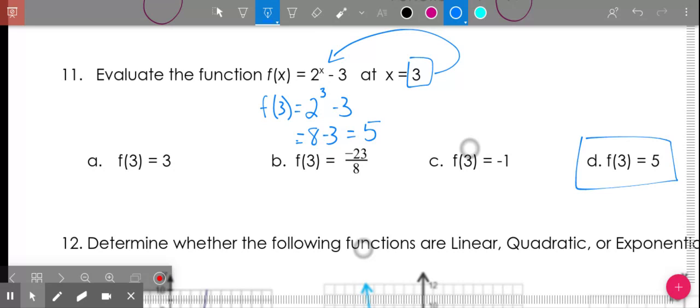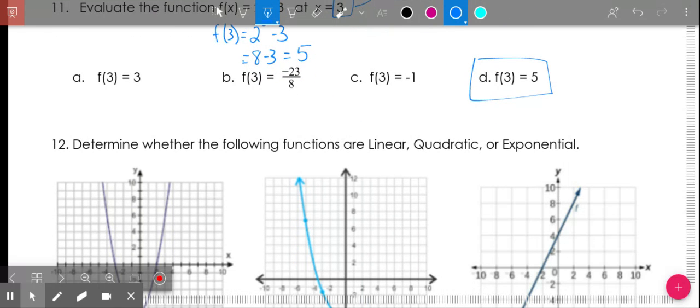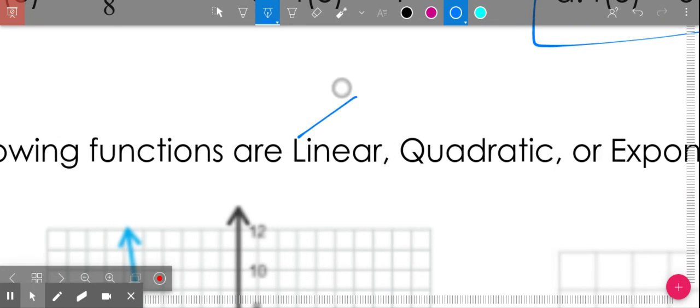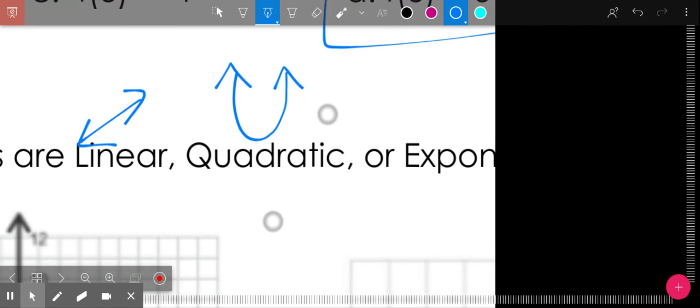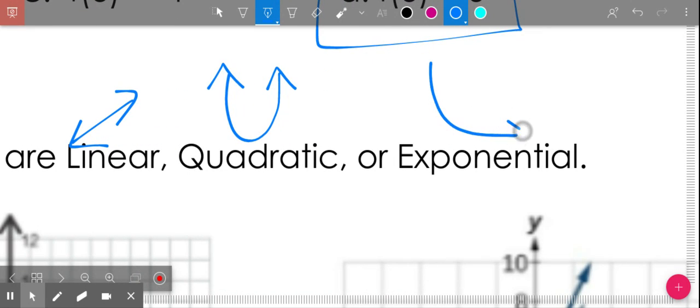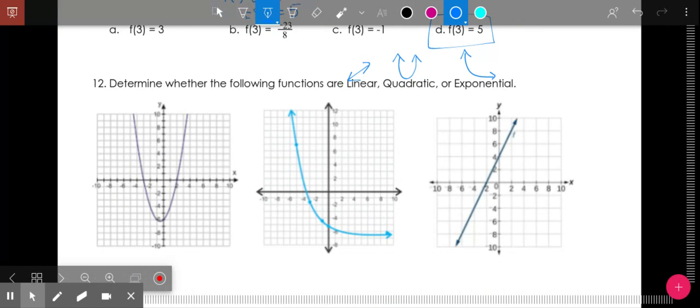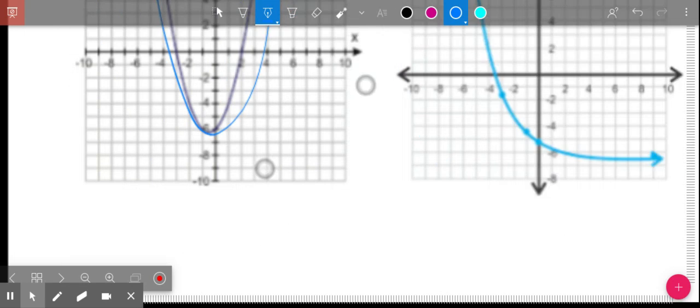We're halfway. Looking at number 12, it says determine whether the following functions are linear, quadratic, or exponential. Remember, linear means it's going to be a nice straight line. Quadratic is a parabola, so that's going to be that nice curve. Then exponential is going to be like that, that nice exponential curve. Looking at the first one, that's a nice parabola. You can follow that graph. It makes a nice U. So that's going to be quadratic.